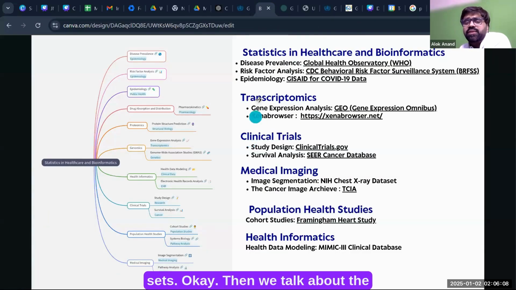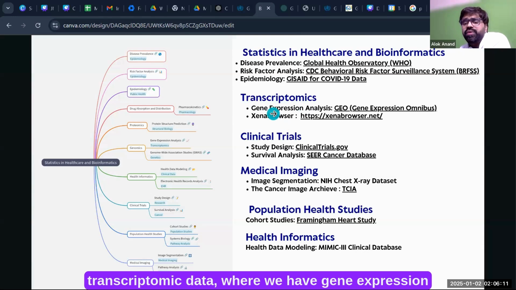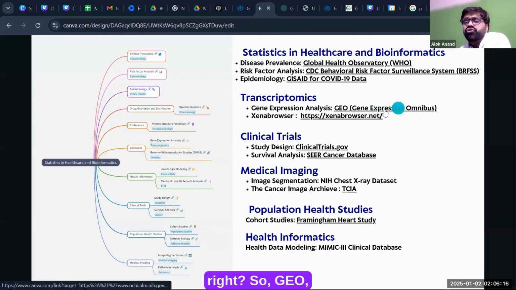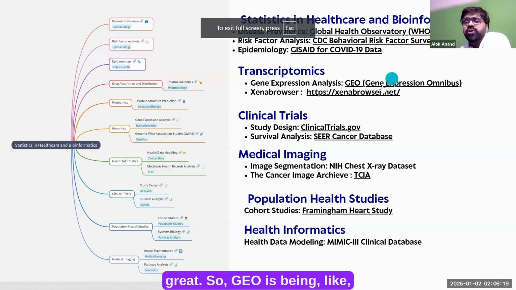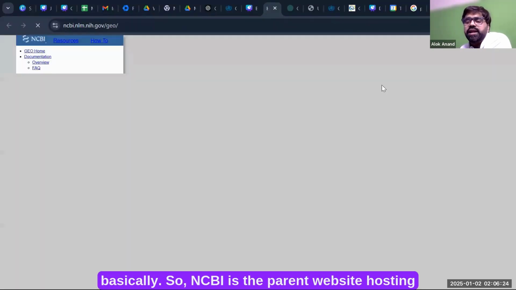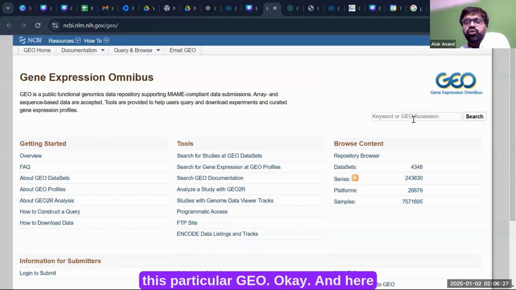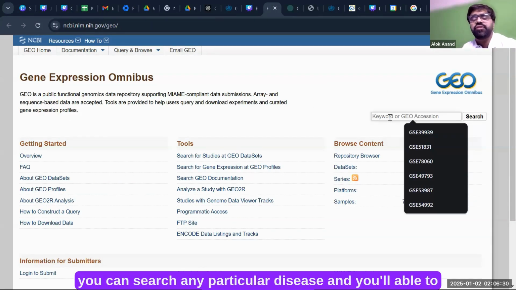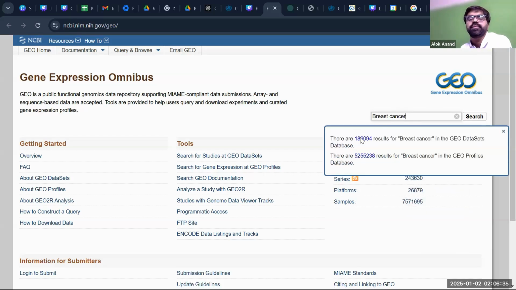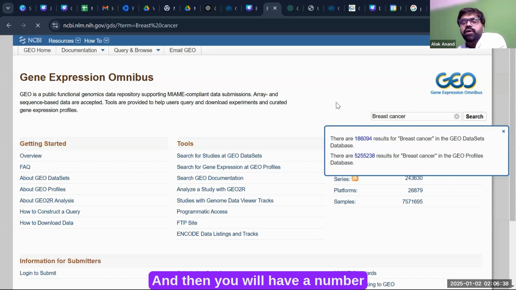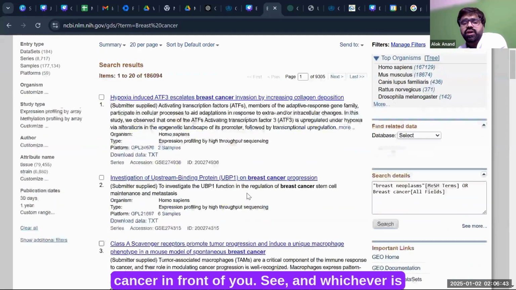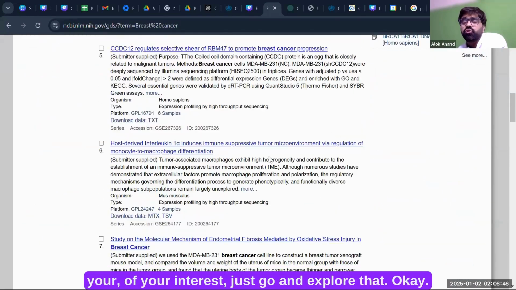Then we talk about the transcriptomic data, where we have Gene Expression Omnibus, one of the biggest sources of transcriptome data, basically. So GEO is one of the subdomains of NCBI, basically. NCBI is the parent website hosting this particular GEO. Here you can search any particular disease and you will be able to search the data sets. For example, breast cancer, and then you will have a number of data sets against breast cancer in front of you. Whichever is your interest, just go and explore that.